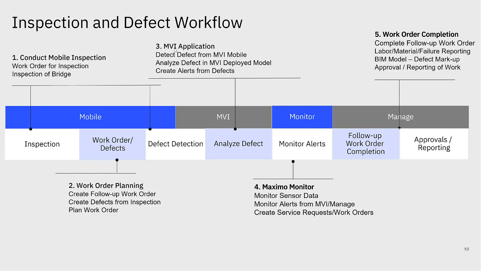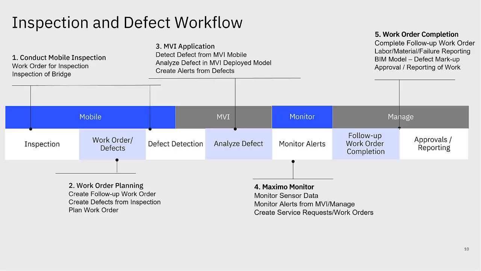Number 3 step here, MVI application. We're going to go look at the Maximo Visual Inspection application. Then we're going to go into the Maximo Monitor solution to view some of the alerts. And then we're going to go into the core Maximo Manage system, look at the work orders that we created, the defects, and then also look at the BIM model.